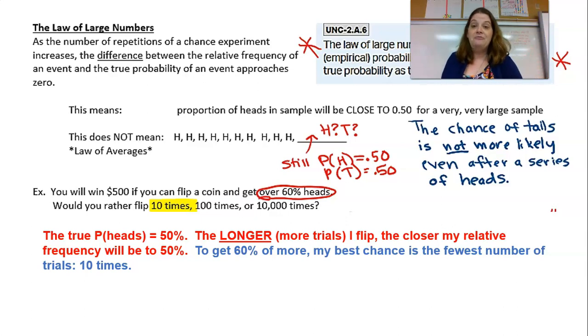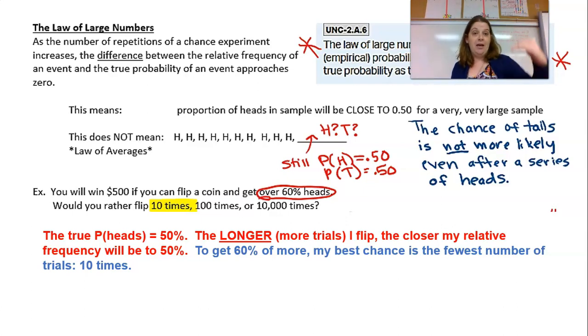For example, let's say I'll give you $500 if you can flip a coin and get over 60% heads. And I'm going to give you a choice. Would you rather flip the coin 10 times, 100 times, or 10,000 times? All right, so here's the argument that you want in your head. I know that the more times that I flip the coin, the closer my relative frequency, the actual proportion of heads that I see in the flips, is going to get to 50%.